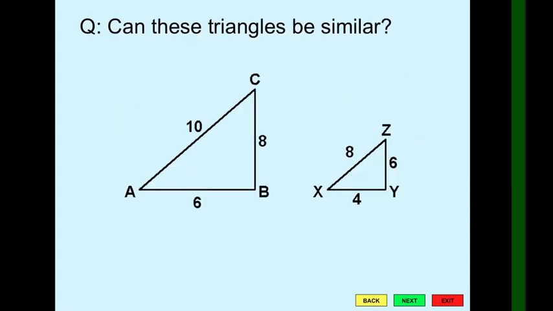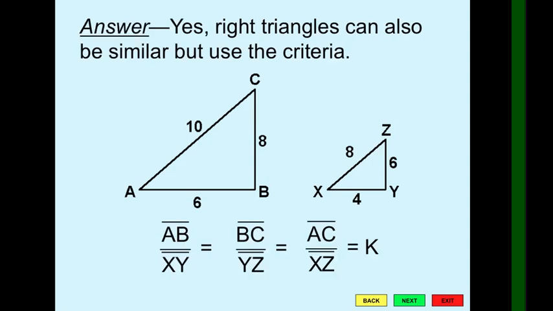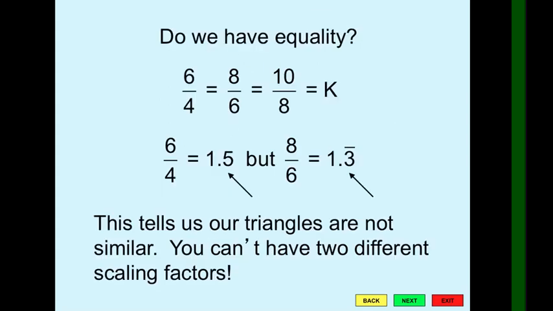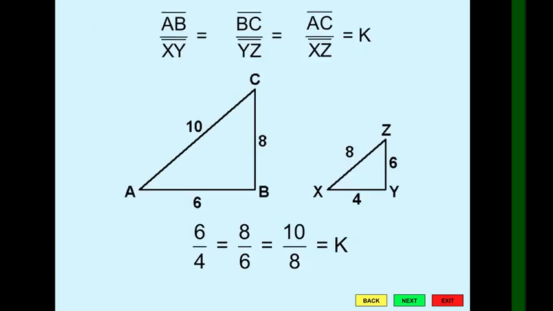Can these triangles be similar? To check, let's have this. Triangles can also be similar but use the criteria. So, dapat meron ka nitong criteria na to which is a proportionality, the SSS. So, here, we can have 6 divided by 4 equals 8 divided by 6 equals 10 divided by 8 equals K. Dapat pare-pareho yung answer natin. So, here we have 1.5, but 8 divided by 6 is 1.3 bar. This tells us our triangles are not similar. You can't have two different scaling factors. So, ibig sabihin, hindi sila similar because they don't have the same answer base dito sa ating examples.